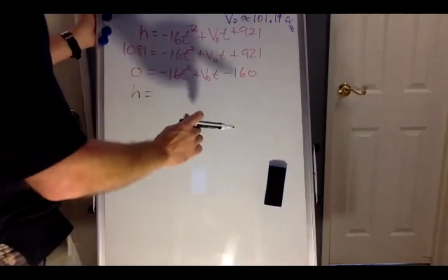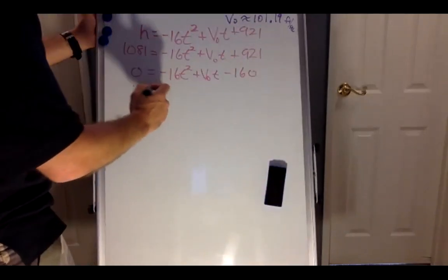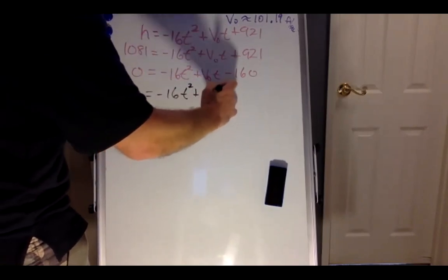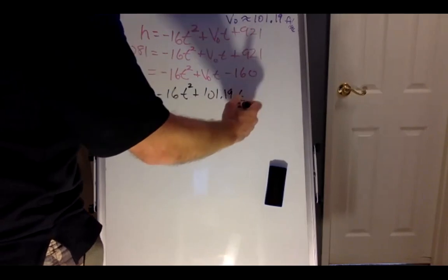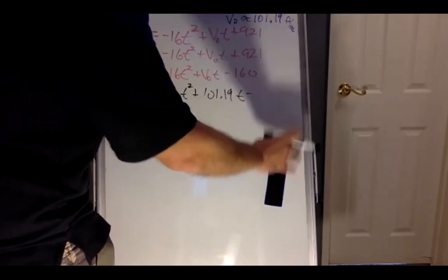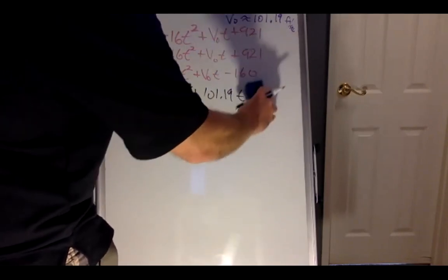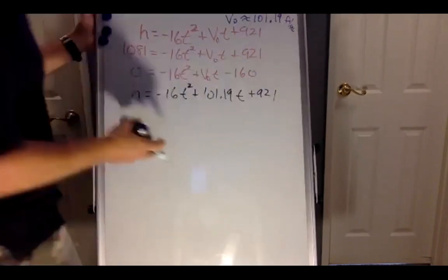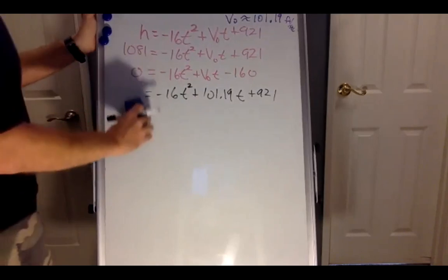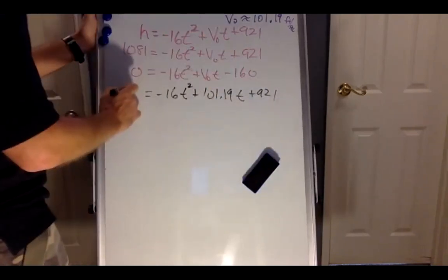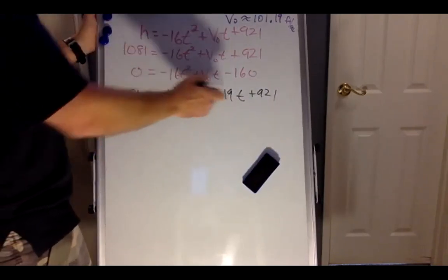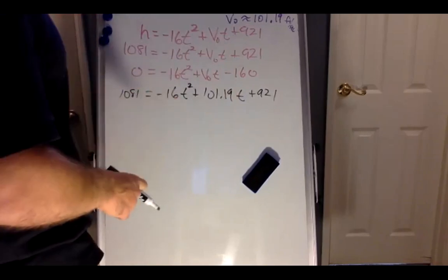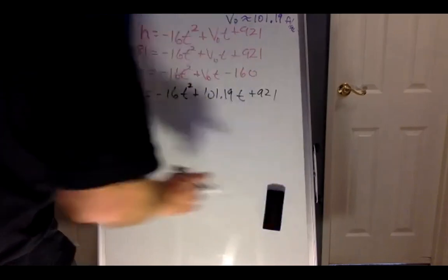All right, hold on. So it says here we want to use h is equal to negative 16 t squared plus 101.19 t plus 921. And then you want to replace the h because you want to get to the height of 1081. And that should come out to 2 seconds. To check it, you plug in 2 seconds to check your solution.